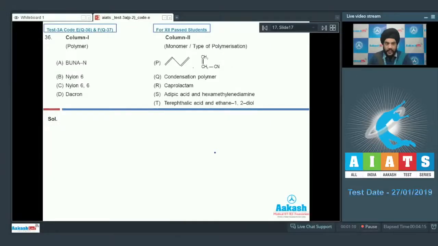Let us look at the next section, students. This section contains two matrix match the column type questions. Entries given in column 1 may be matched to one or more entries given in column 2. So let's start with question number 36.